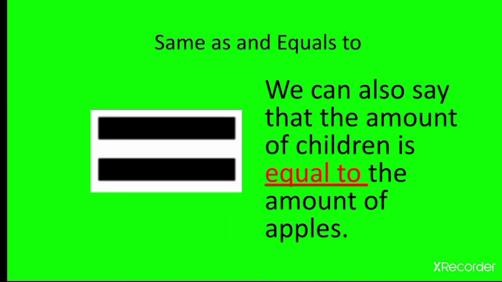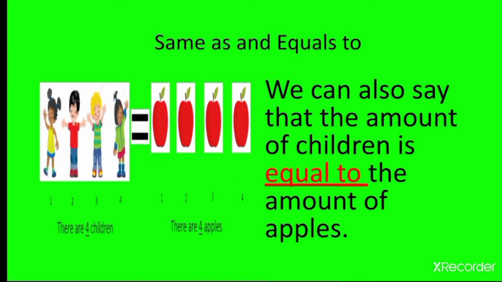We also looked at equals to. So you can say that the amount of children is equal to the amount of apples. Just like this, 4 equals 4. They are the same or equal.